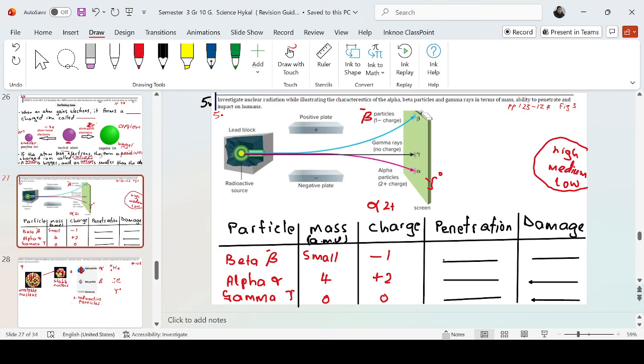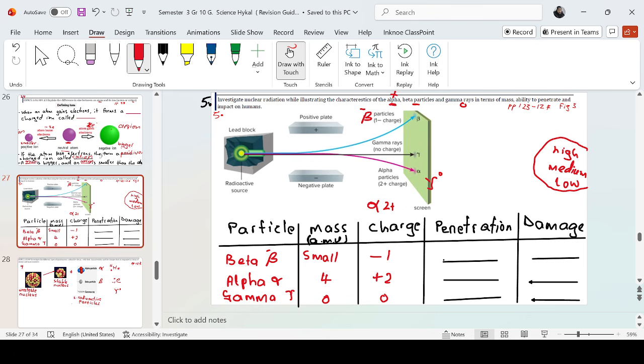Let's go to the next. We are left with 3 questions on radioactivity. Investigate radiation, illustrating characteristics of alpha. Alpha is positive. Beta, the electrons, is negatively charged. And gamma, remember the rays are 0 charged. In terms of mass, ability to penetrate, and impact on humans. Impact, do they damage more or less?